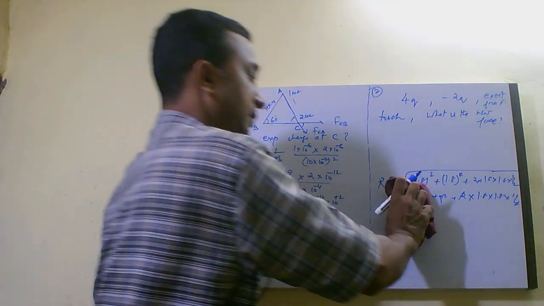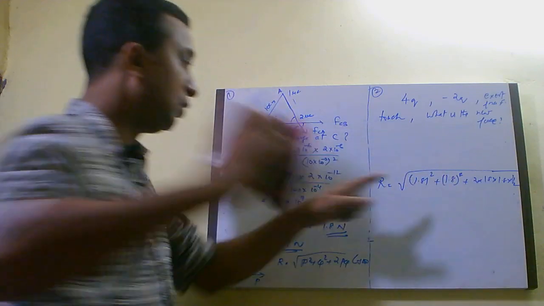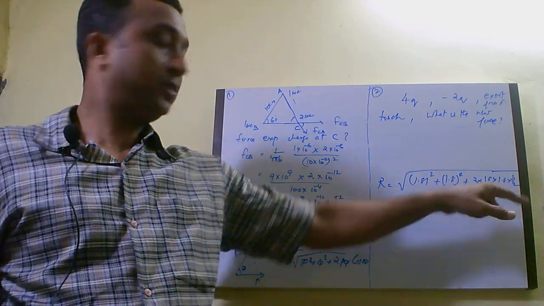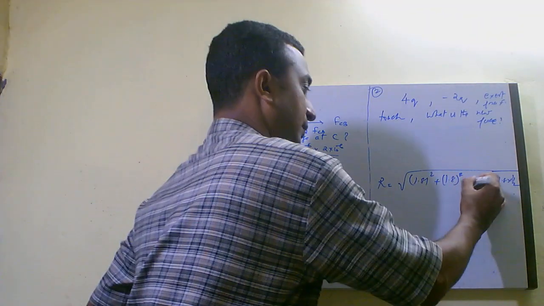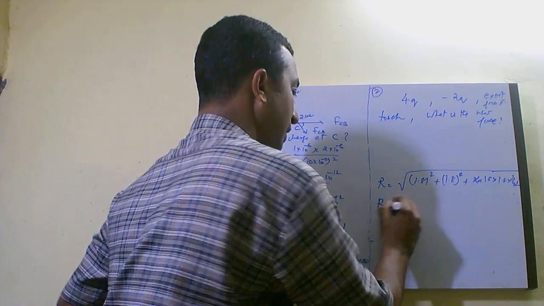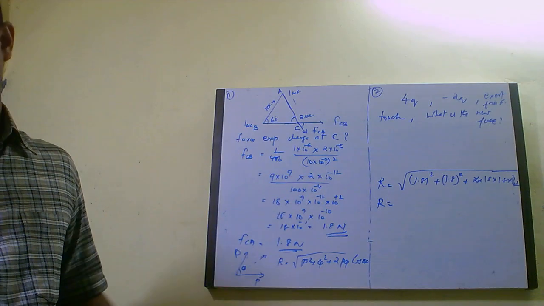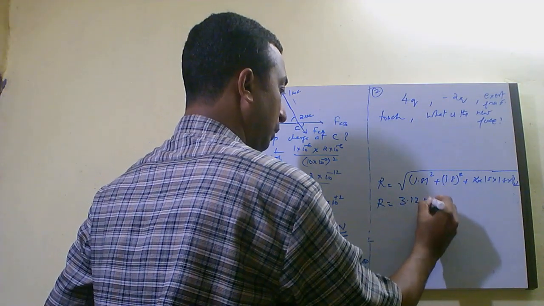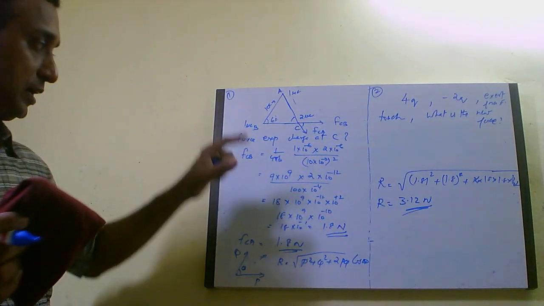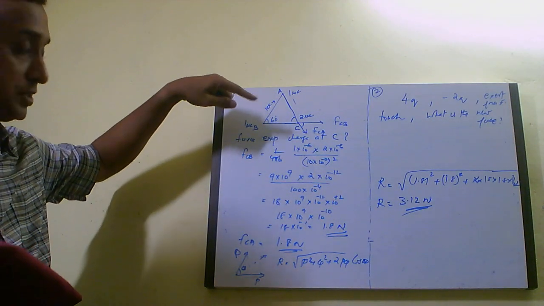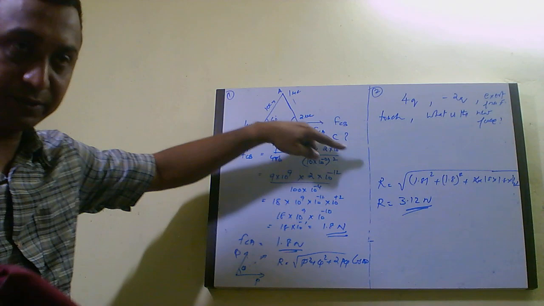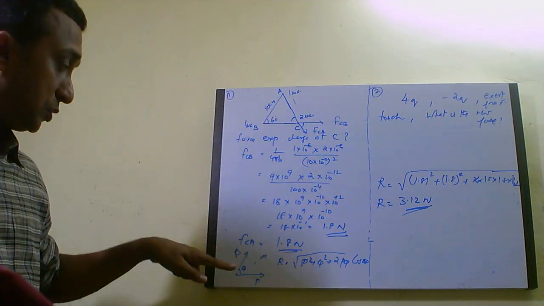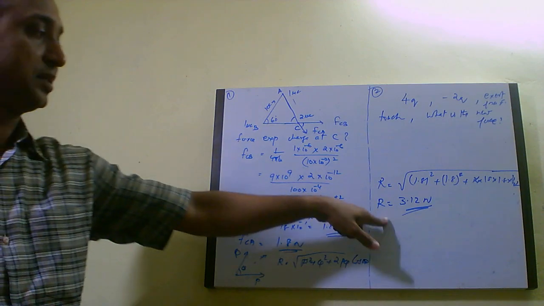So you have root of 1.8 squared plus 1.8 squared plus 2 into 1 by 2 times 1.8 times 1.8, so the 2 will get cancelled, and when you use the calculator, you will get the R value equal to 3.12 Newton. So if you understood how to solve this sort of questions, you have to find the individual forces. Then if the angle is given, you have to use the parallelogram law of vectors to find the resultant force.